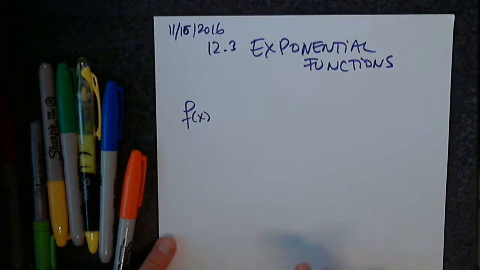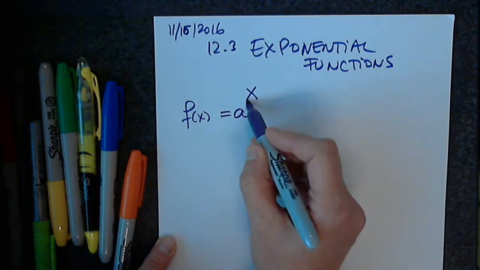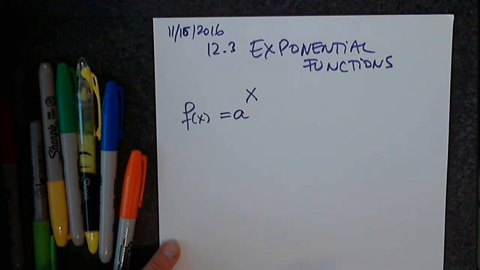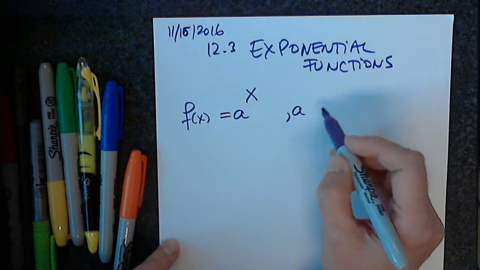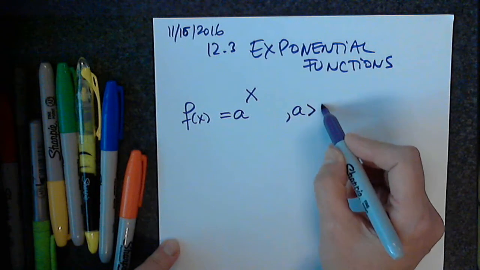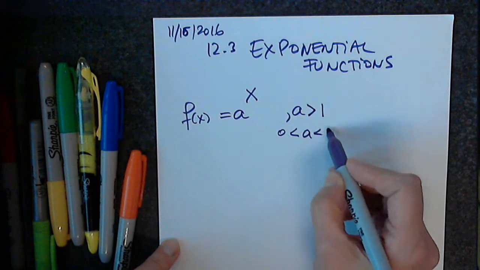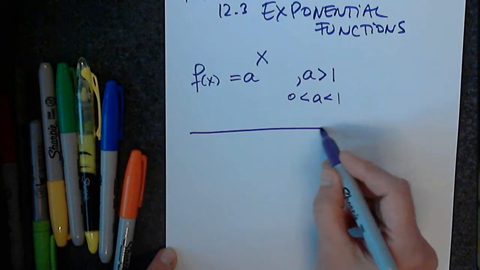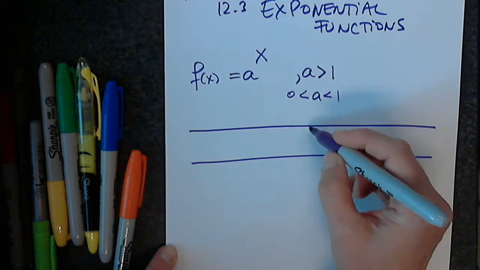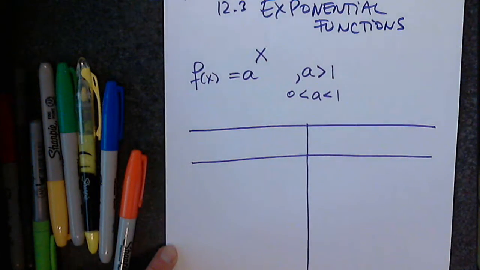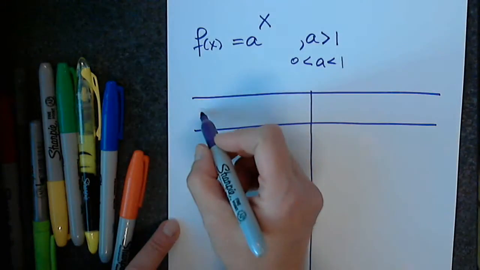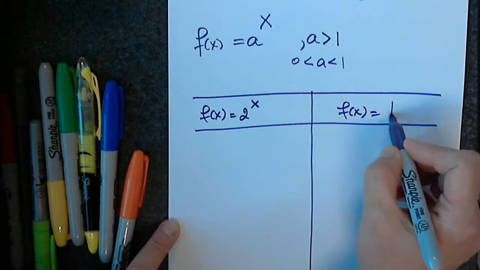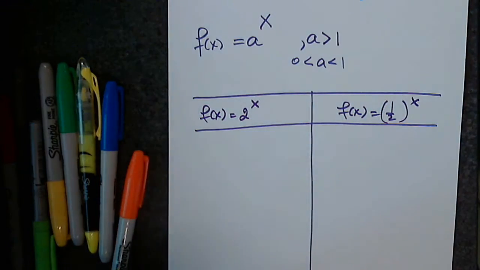The exponential function is called exponential because the variable is the exponent. And the base, however, is restricted, either greater than 1 or between 0 and 1. Therefore, there will be two different situations for this function. f of x equals 2 to the x, and let's say f of x equals 1/2 to the x.